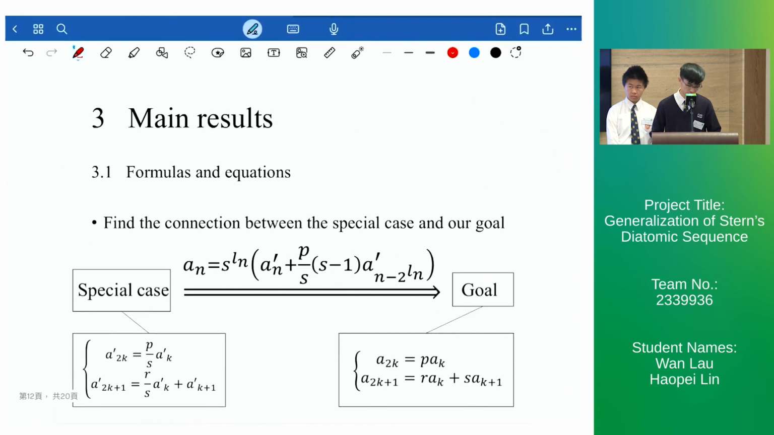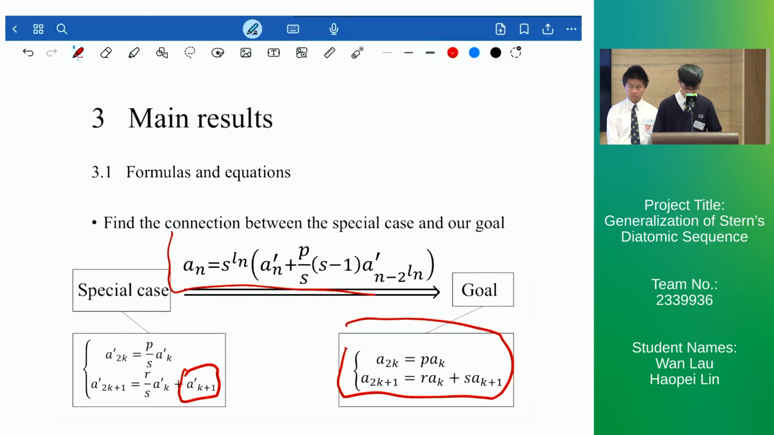After that, we have to find out the connection between the special case and our goal. The special case is when the coefficient of A(k+1) is 1, which is solved, and our goal here. We observe this relation and prove it by induction. After that, we solve the general case completely.